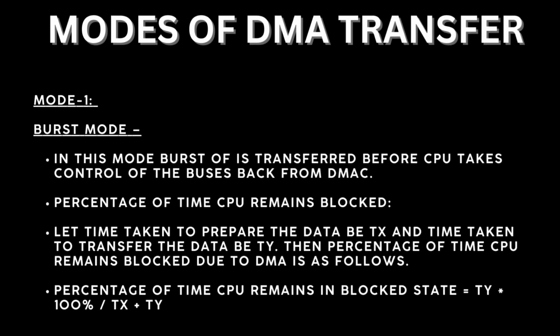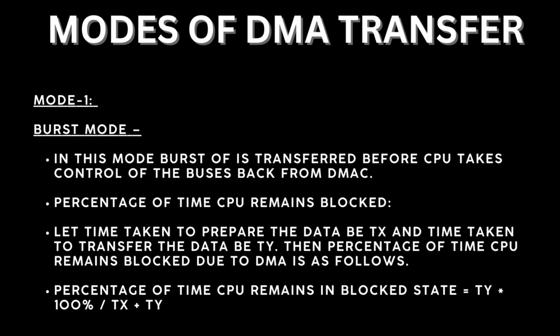Now let's see the first mode of DMA transfer, that is burst mode. In this mode, a burst of data is transferred before the CPU takes control of the buses back from the DMAC. Here, the burst of data can be the entire data or a block that contains data. Here, we can also calculate the percentage of time for which the CPU will remain in the blocked state by a simple formula.